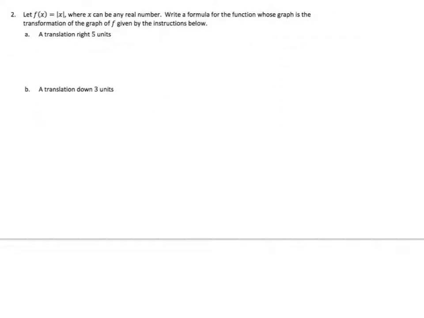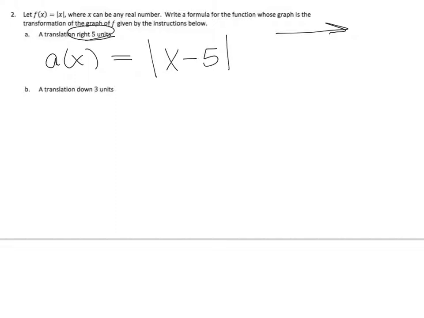Let f of x equal absolute value x, where x can be any real number. It's our parent function. Write a formula for the function whose graph is the transformation of the graph given by the instructions below. So if we're going right, write 5, do we need a different number? Nope. Well, I guess we should. Let's call this one A for apple. If we're going 5 units to the right, that means we need x minus 5.